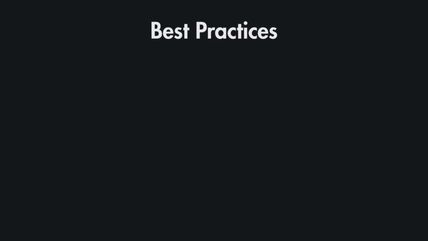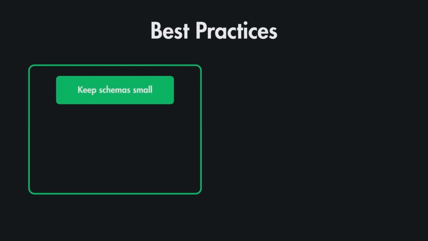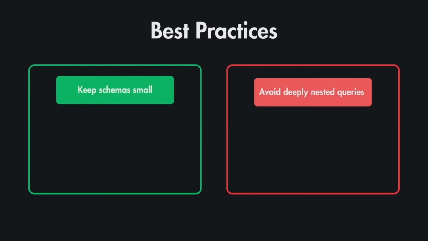There are also best practices that we normally follow when designing GraphQL APIs. First of all, the schemas that we saw, it's a good practice to keep them small and modular. Also, we should avoid deeply nested queries. For example, you can have a user and then a nested post, and then within the post you can have a comment, so this can be infinitely nested.